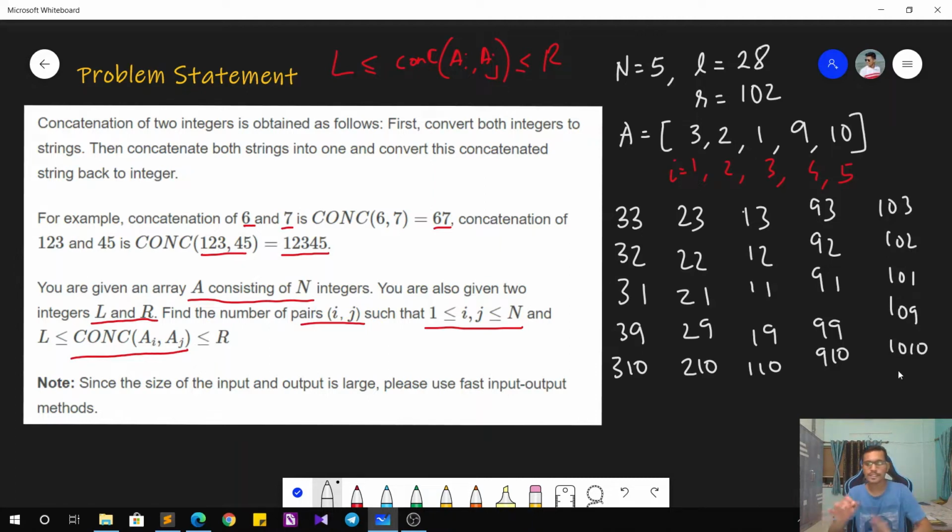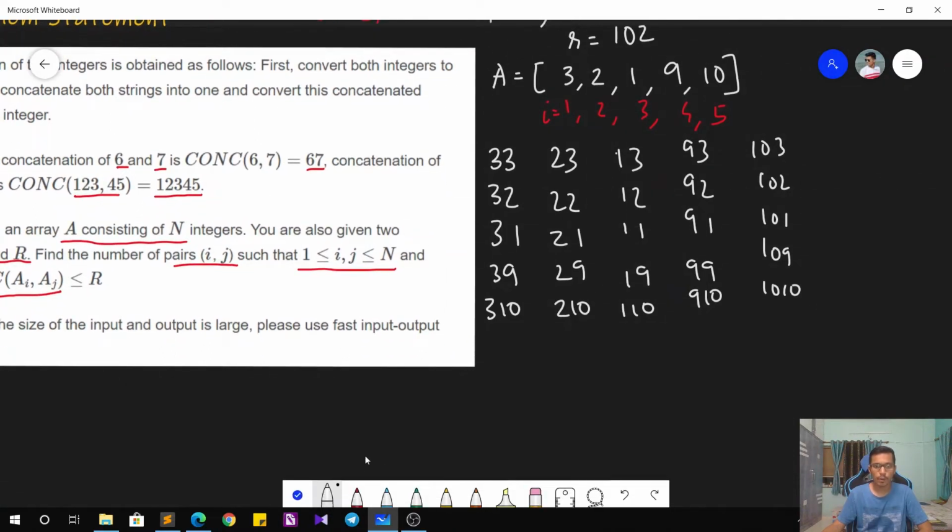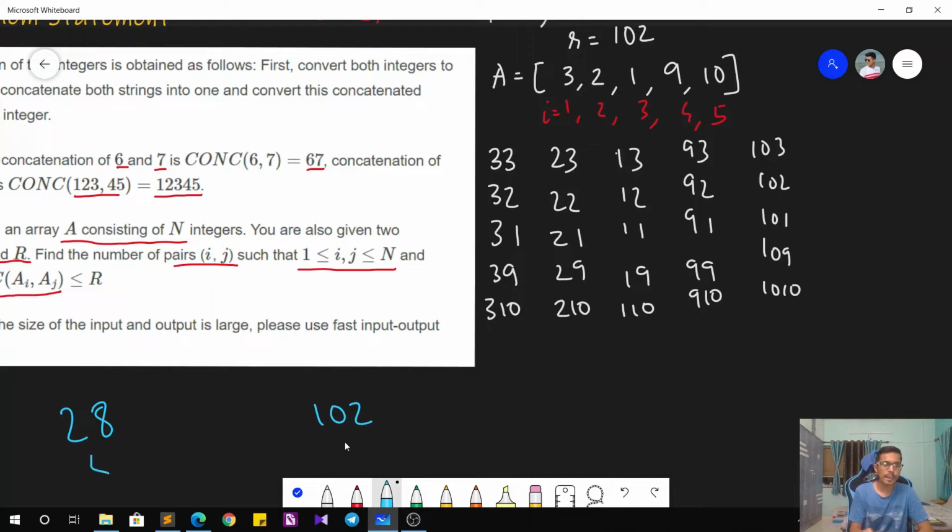So out of all these numbers, let me just show them clearly. Out of all these numbers, how many lie in the given range? The given range was 28 to 102. This is L and this is R. So how many of them lie? Let's just count them and circle them. 1, 2, 3, 4, 5. Then over here, nothing. Over here, all of them are there.